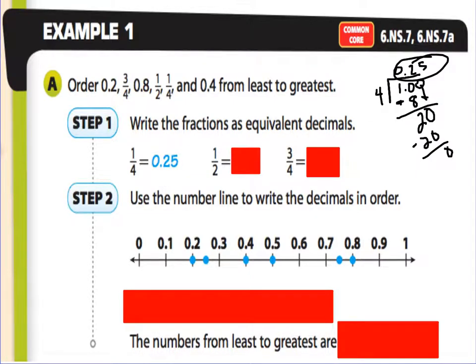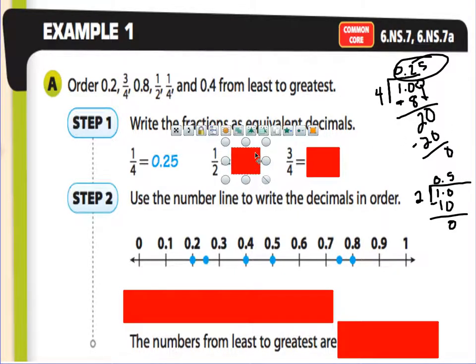Okay, 1/2. Now these are all ones that I actually believe that you should know off the top of your head, but for right now, if we're not sure, we just divide. 1 divided by 2, 2 can't go into 1. I add those decimals. 2 goes into 10 5 times, and I get 0. So I know that 1/2 is equal to 0 and 5/10, which I know 5/10 is equivalent to half. So I know that that will work.